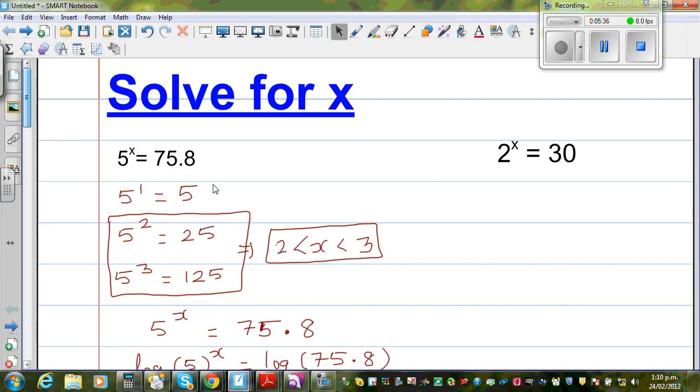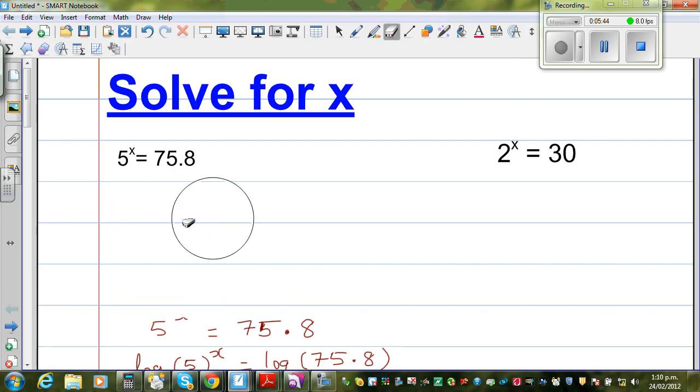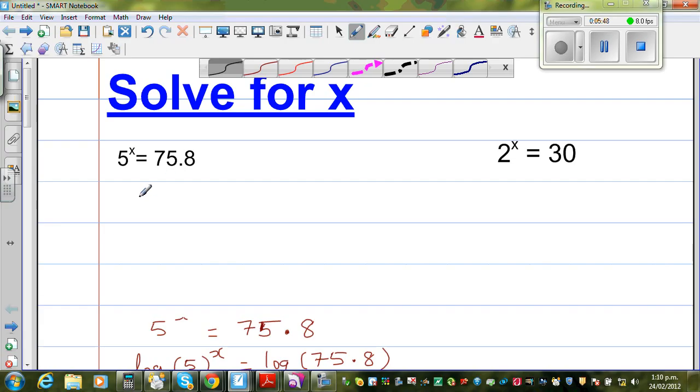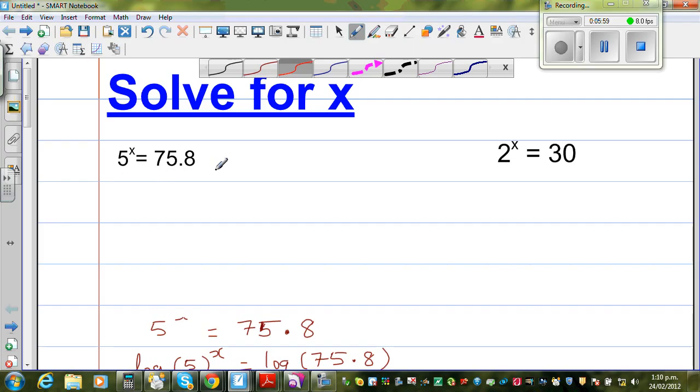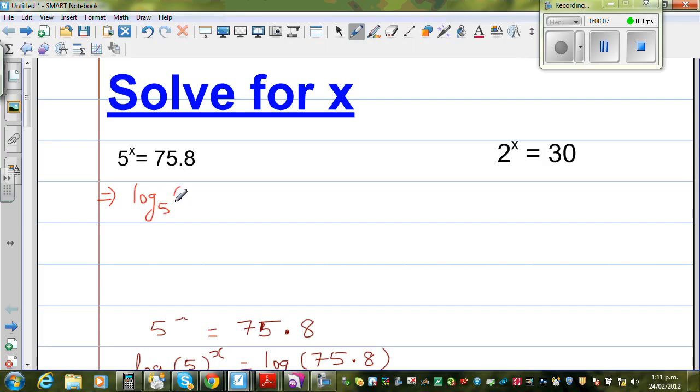Now there's a smarter way of doing this if you don't want to go through the whole process. So I'll do that here. Now this is an exponent form, and there's a rule like this. Let me write this in the log form. So this is the exponent form. This implies log base 5 of 75.8 is equal to x. So this is the conversion from the exponent form to the log form. You can also read it as 5 to the power x is 75.8.